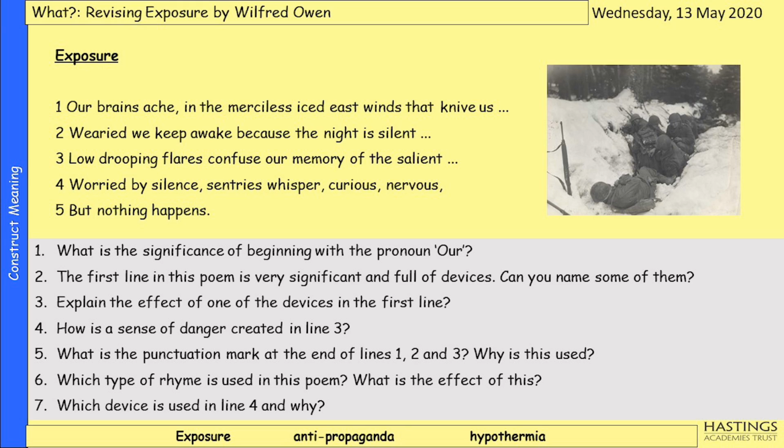Also, the soldiers are confusing their memory of the salient. So if we remember, the salient is that bulge, it's that part of their territory that sticks into the enemy's territory. So for them to be confused by their memory of where the salient is, they could just as easily be in the enemy's territory and not realise. So that shows that sense of danger there as well.